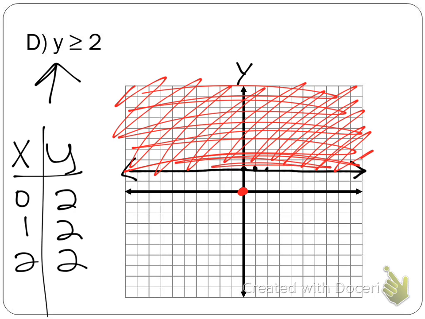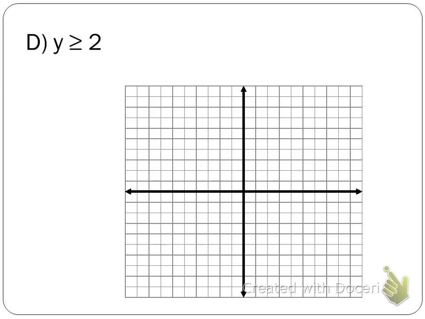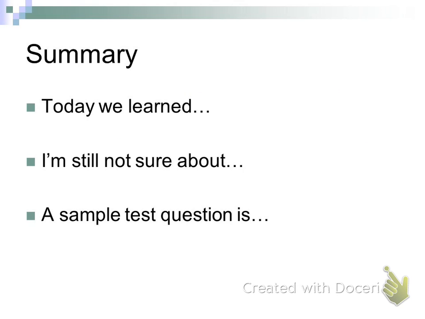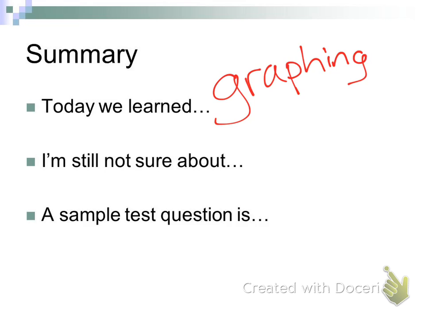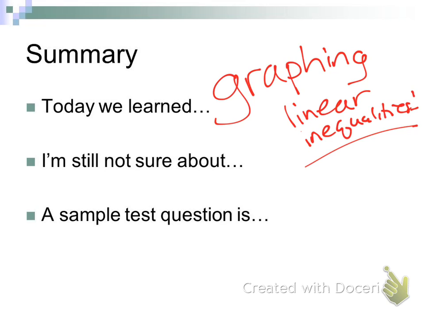What are we learning about? Okay, the final summary. Graphing. I'm going to put linear inequalities. That means our graph made a line. Okay, last regular homework assignment.